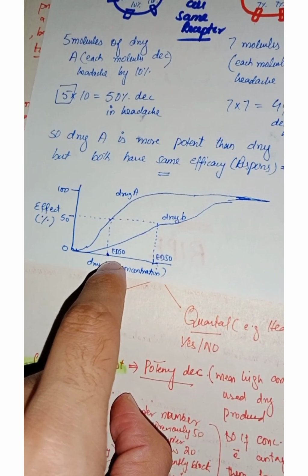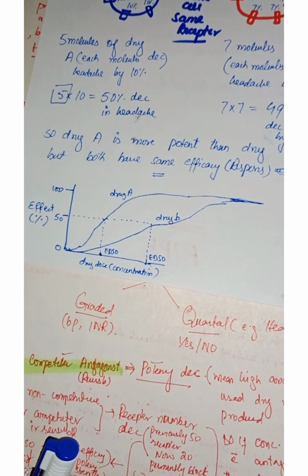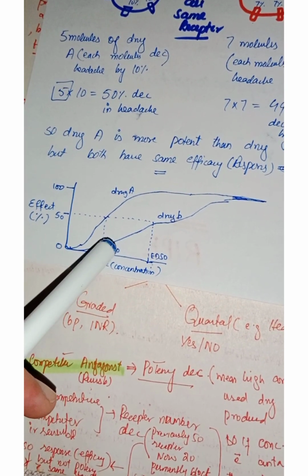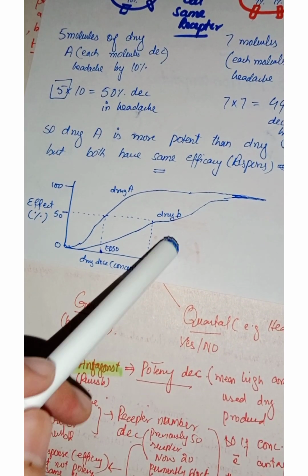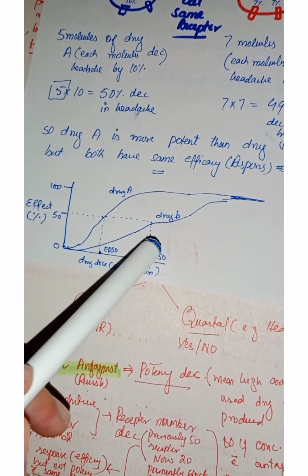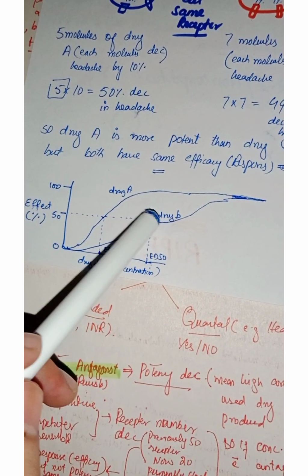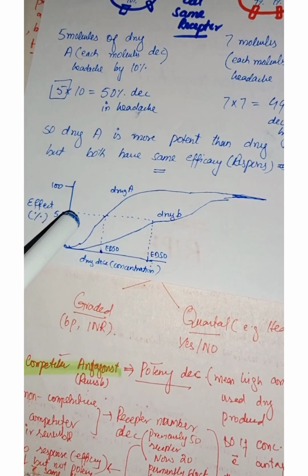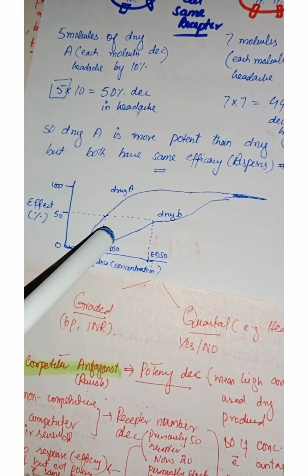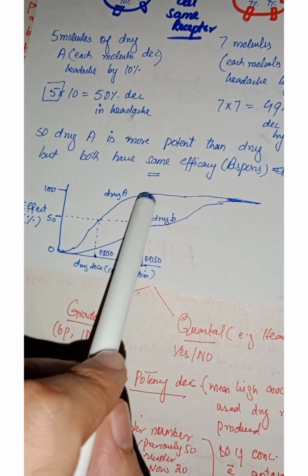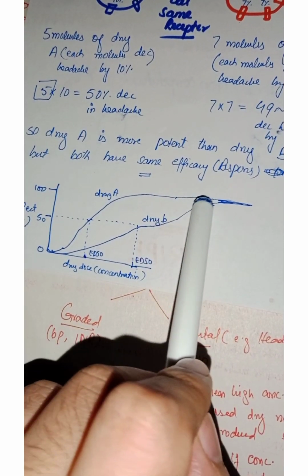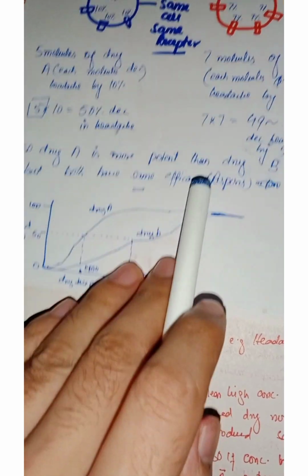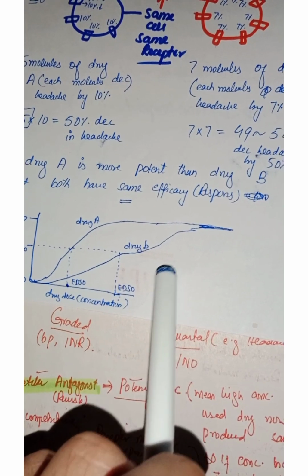So this is the concentration at which drug B is producing half of the maximum effect, and the concentration at which half of the maximum effect is produced is called the ED50, the effective dose for that drug. So let's suppose ED50 for drug A is 5 milligram, and the ED50 for drug B is 7 milligram, because at 7 milligram drug B produces half of the maximum effect, while drug A produces the same response at 5 milligram. And you can see the efficacy of both drugs is the same: both drugs at the end produce the same effect, even when you keep on increasing the dose to achieve the desirable 100% effect.